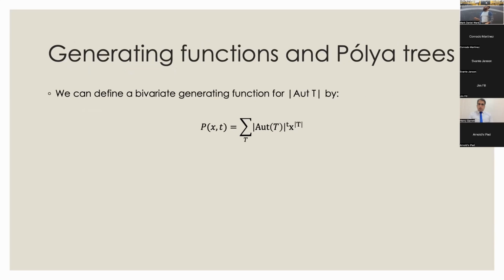We can define a bivariate generating function for the size of the tree, or the size of the automorphism group of the tree, like this. So we have one variable keeping track of the size of the tree and one variable keeping track of the size of the automorphism group, as we call it.